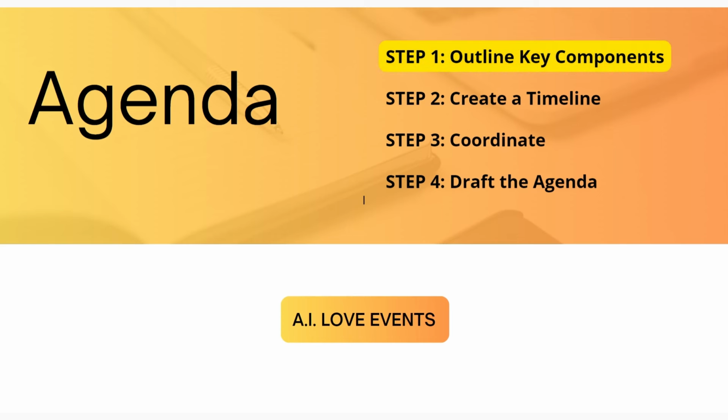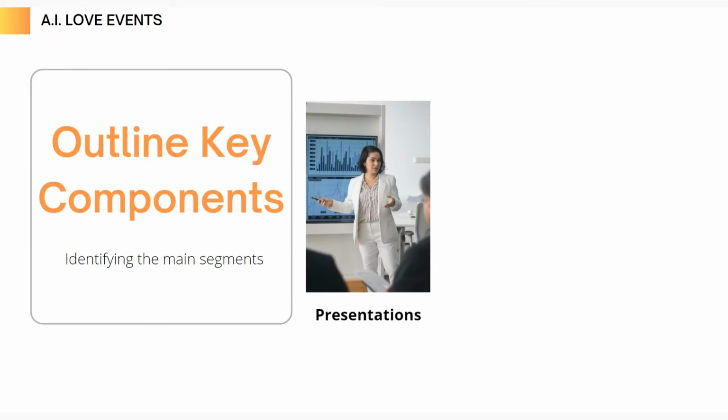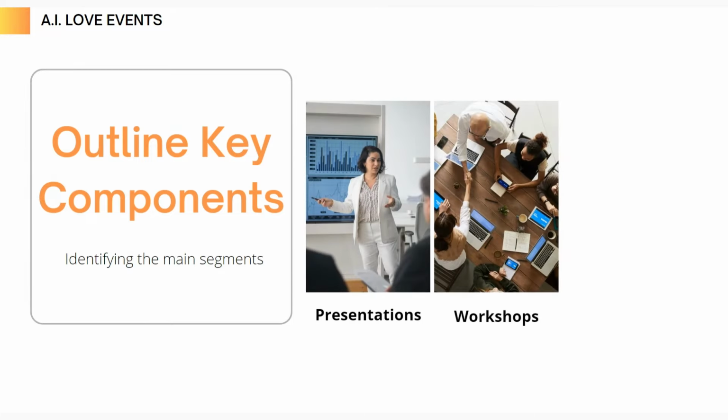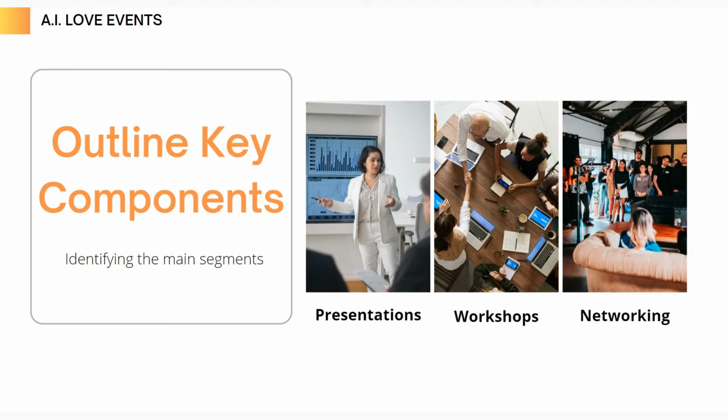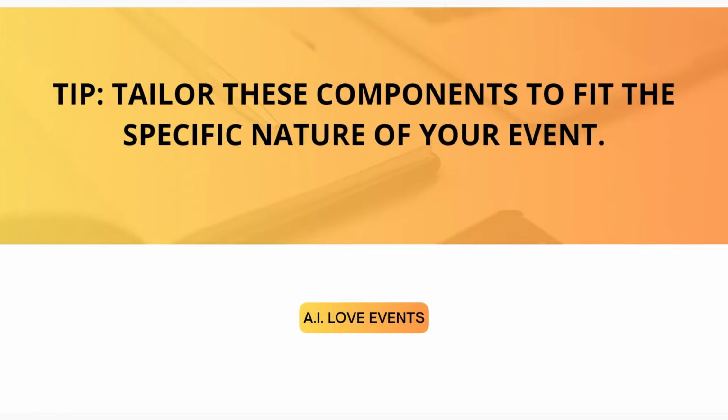Let's start by identifying the main segments of your event. This means listing all the significant elements that will form your event program. Common components to consider include presentations, workshops, and always a good one to add, networking sessions. Tailor these components to fit the specific nature of your event.